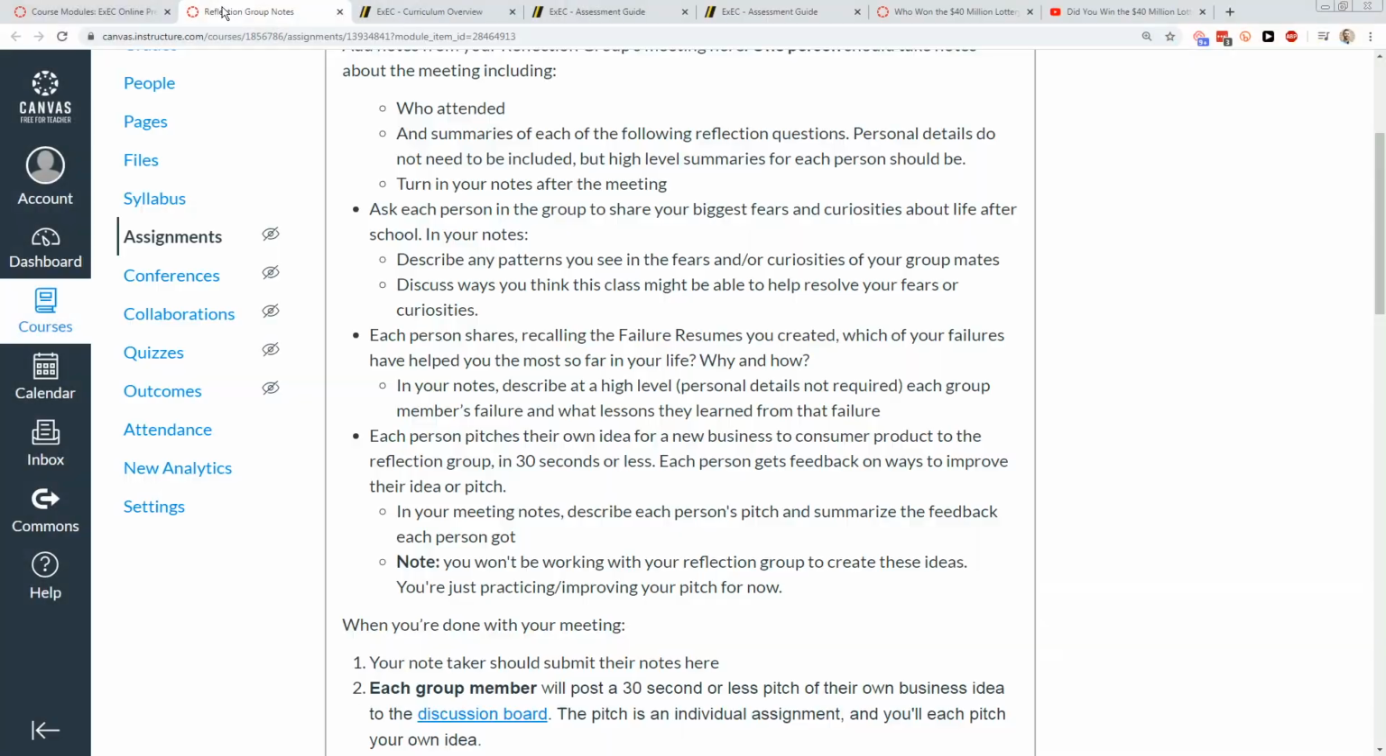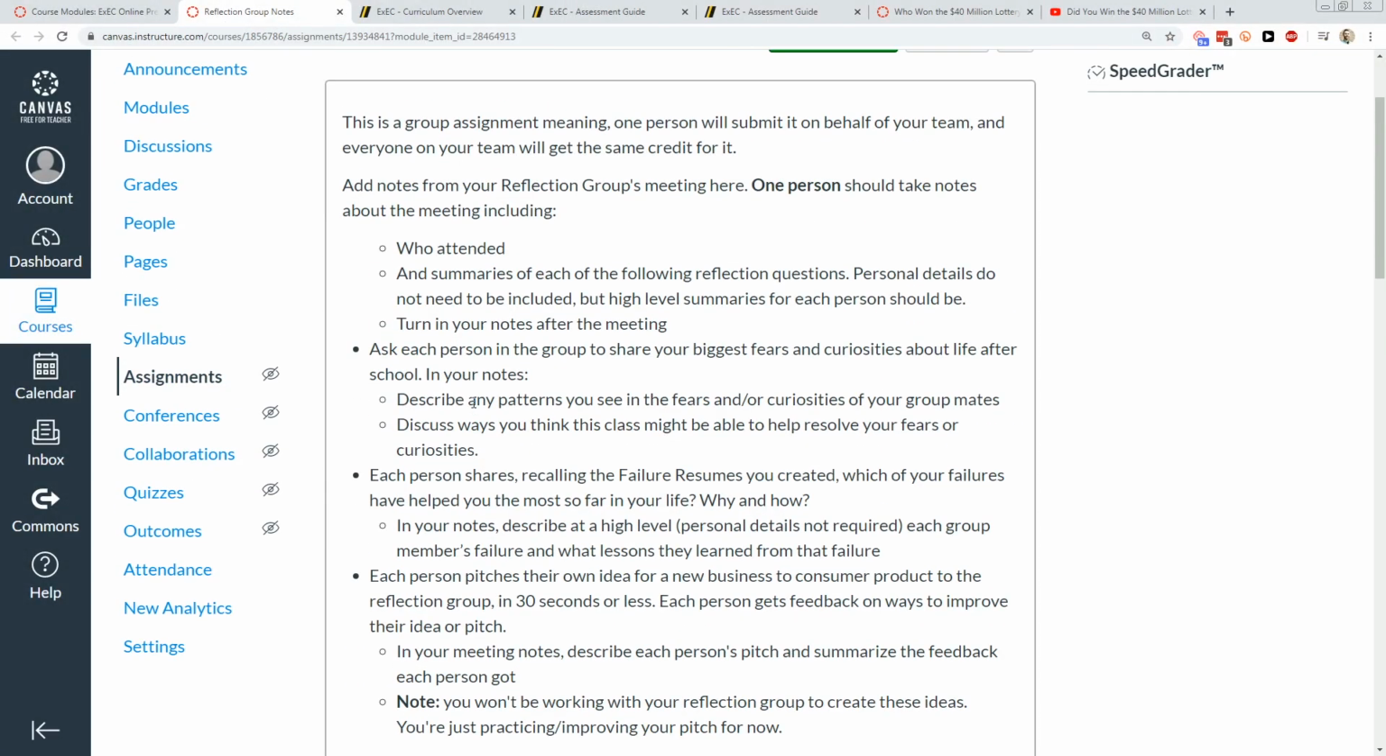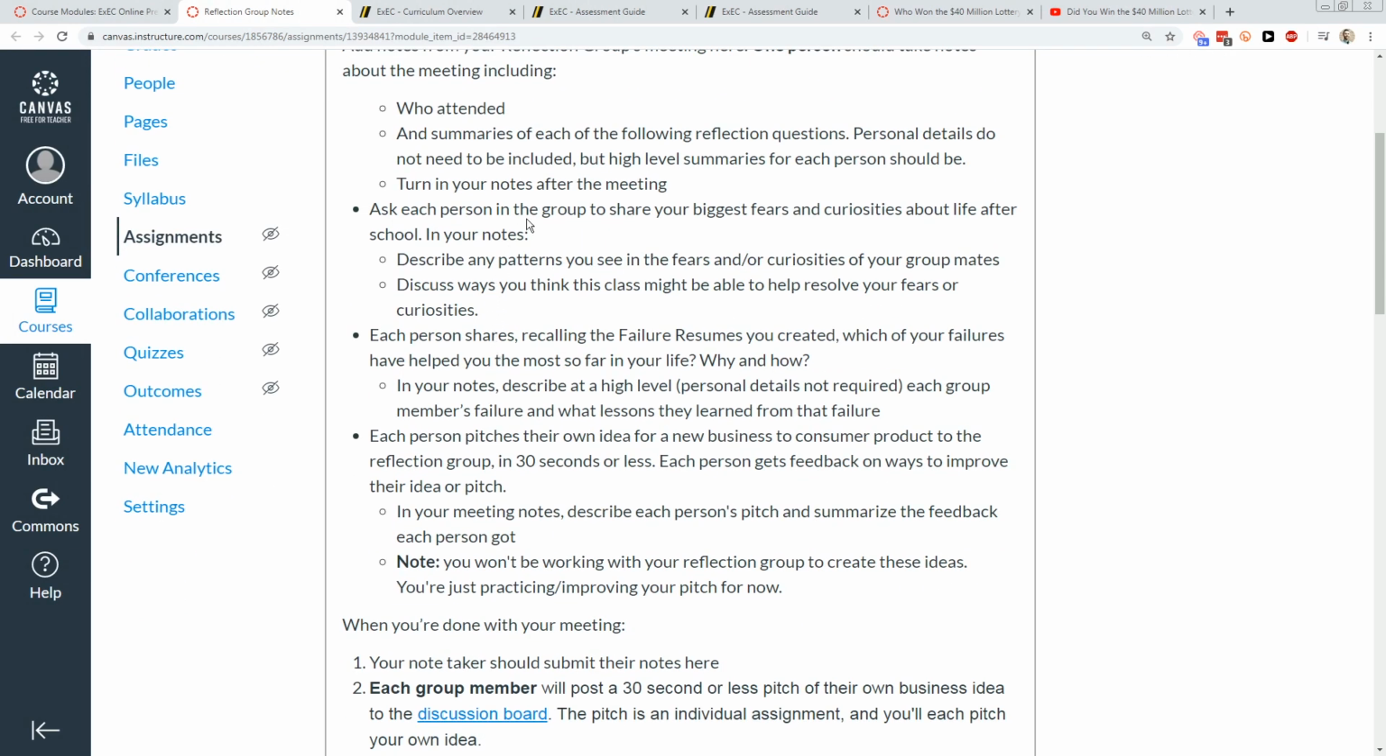So we have students get together in these groups of 3. They're called reflection groups, and in their groups, they will have already done some exercises on their own. So they will have filled out a survey or questionnaire about the biggest fears and curiosities they have about their life after school. They'll also have filled out a failure resume exercise, talking about the biggest failures they've had in life so far and what they've learned from them and how they benefit from them. And then we've asked them to come up with a 30-second pitch for a business idea.